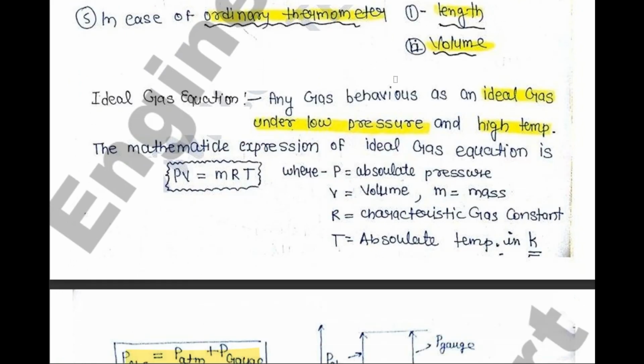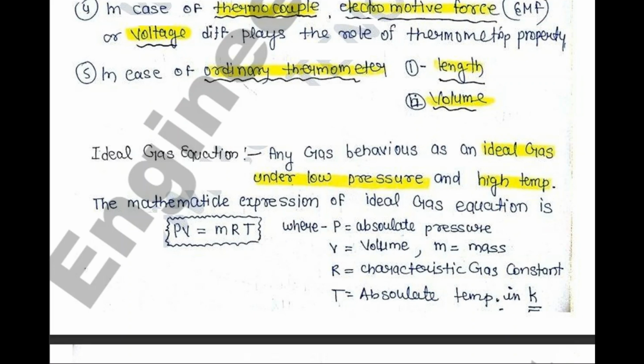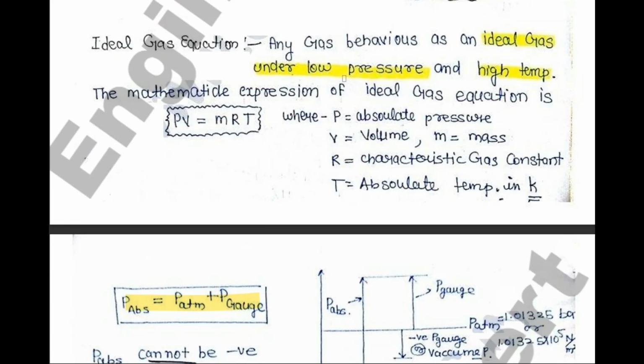So yeah, we have also mentioned what parameters are used in an ordinary thermometer, that is length and volume, by which you are able to predict the temperature. Okay, so this is basically the ideal gas equation, where P is the pressure, V is volume, m is mass, R is the gas constant, and T is the absolute temperature in Kelvin.